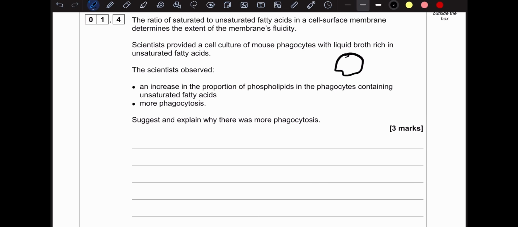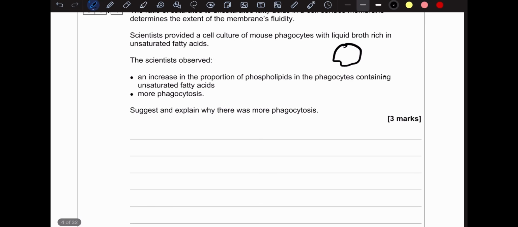So why was there more phagocytosis? Well, what is the job of a phagocyte? We know the phagocyte is basically engulfing cells, right? What would be useful if you're engulfing cells? It would be useful if you're able to wrap around the cell more easily. If you're engulfing cells, it would be great if the membrane was very flexible and able to move, right? So we know that we incorporated more unsaturated fatty acids, and we know the membrane is likely more flexible, which is why we're seeing more phagocytosis.